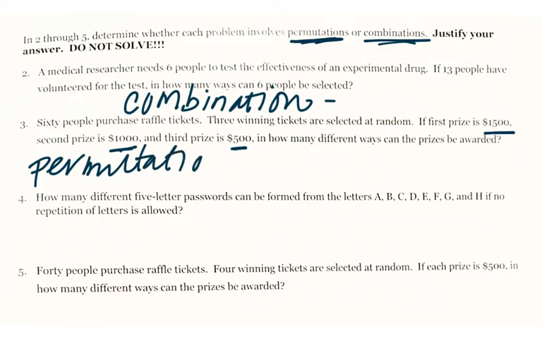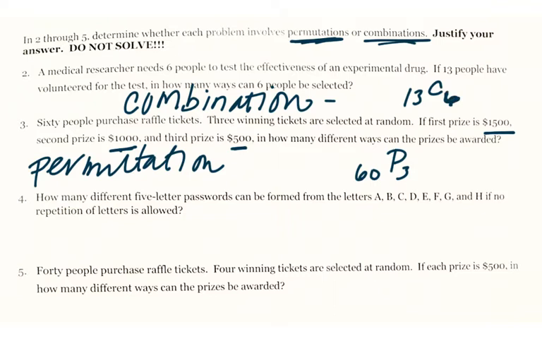The order matters. And again, we're doing 60 permute 3. Up here in that first one, we were doing 13 choose 6.